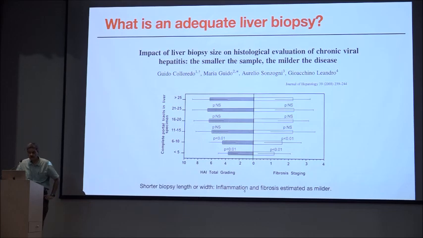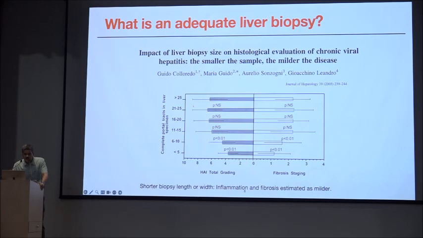This was a landmark paper by Guido Colorado, published in the Journal of Hepatology in 2003. What these investigators did was take 161 liver biopsies from the repertoire, each of which measured more than 3 centimeters in length, and then they evaluated them for portal tracts, grading and staging. Then they covered part of the liver biopsy with a black paper to effectively reduce the length, repeated the evaluation, and then covered it again with black paper and repeated again.